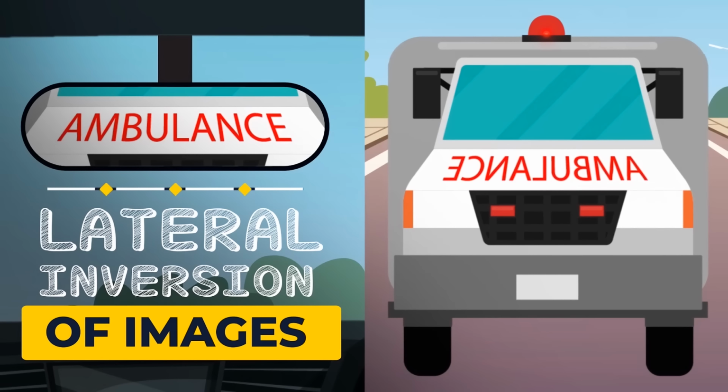Lateral inversion is a phenomenon wherein the left side of the object appears to be on the right side of the reflected image and vice versa. This is due to the direction that light follows when it strikes a reflecting surface, generally like a mirror. This is the reason why the word ambulance is written in a reverse manner in front of the ambulance van so it can be read easily.